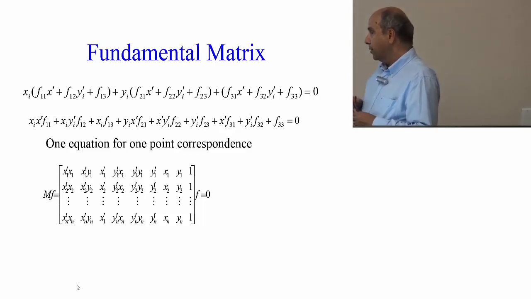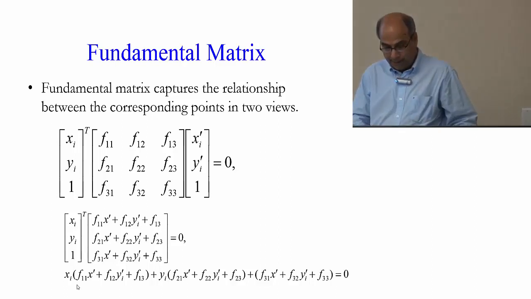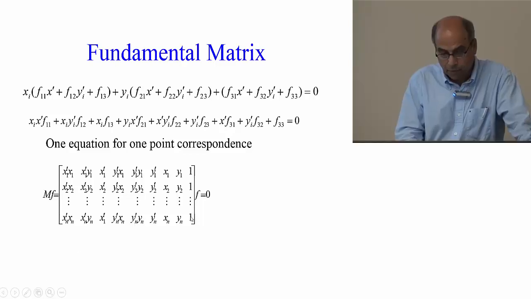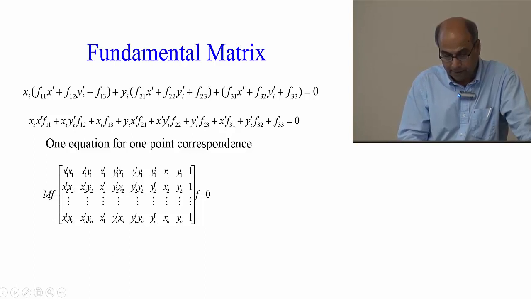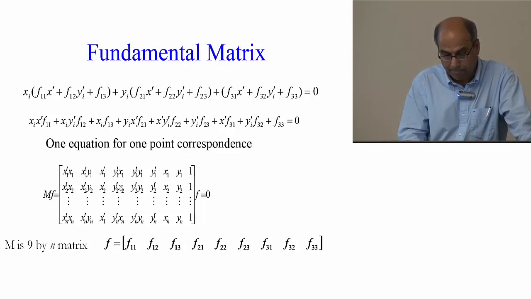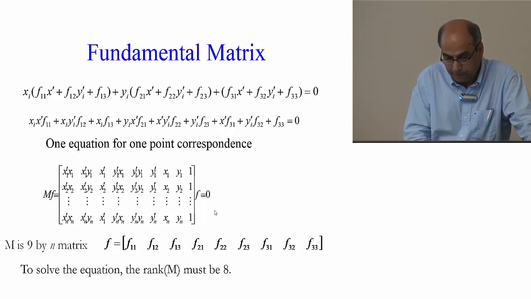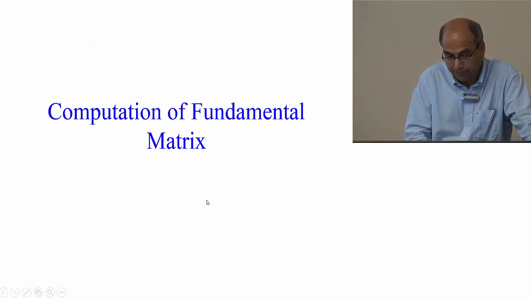And f is unknown, so we can write it down like that. Since it's a homogeneous system, we are going to select one of these elements as 1, and then find the remaining ones. So we have this f vector, and then these are the first point, second point, third point, and the nth point, and this is called the measurement matrix. So it's a linear system, where m is 9 by n columns. The rank must be 8, because for a homogeneous system it has to be at least 1 less.